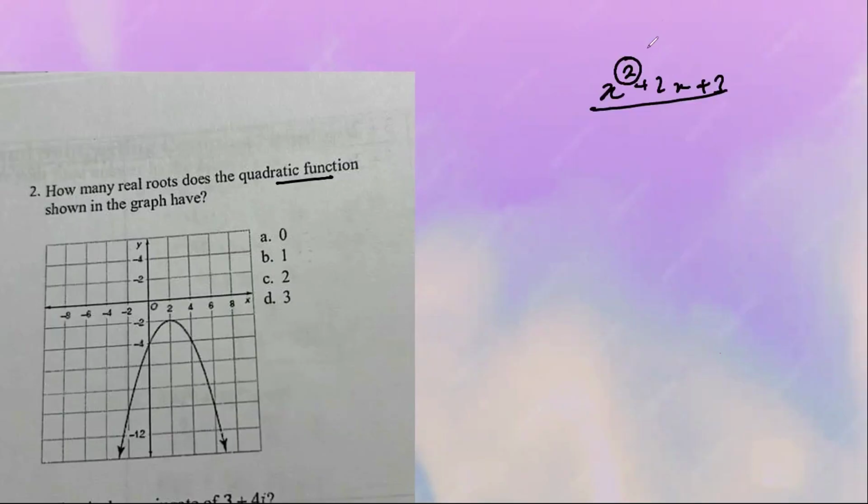Okay, the highest exponent is 2. That's why it's a quadratic function. And a quadratic function always gives you a parabola. Either this way or this way or this way or this way, it can be any way, right?